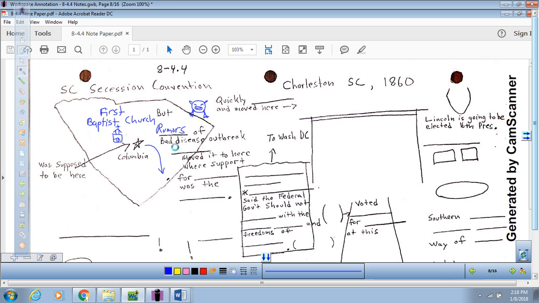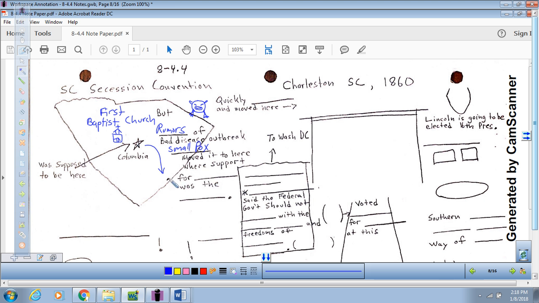I don't know how or if it was occurring, but maybe there was a case of smallpox in Columbia. I'm not sure. But the Low Country says that there's a smallpox outbreak in Columbia, so we can't have the secession convention there. So it was moved to Charleston, for two reasons.